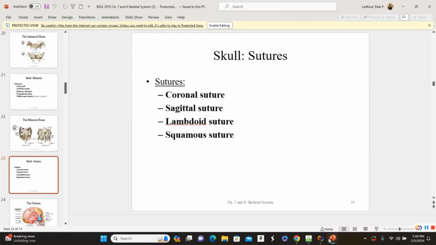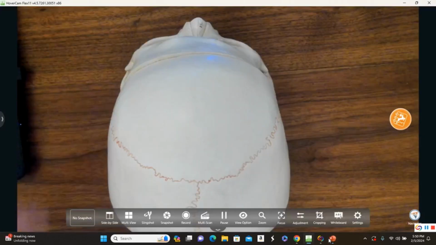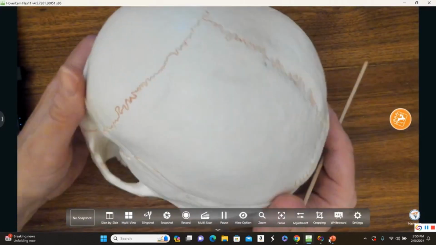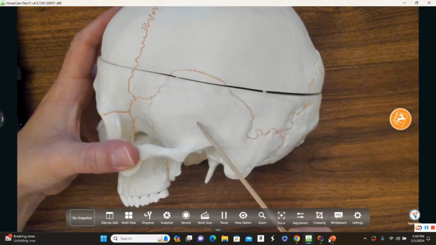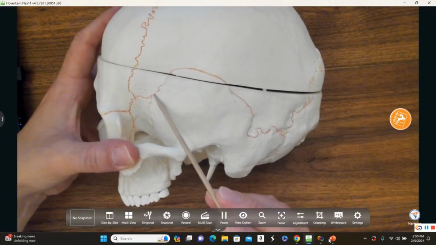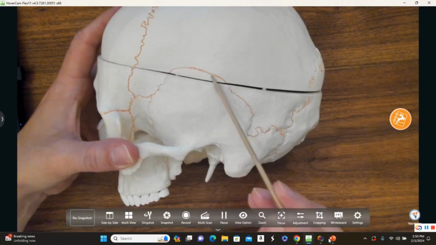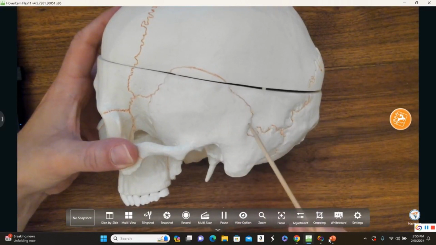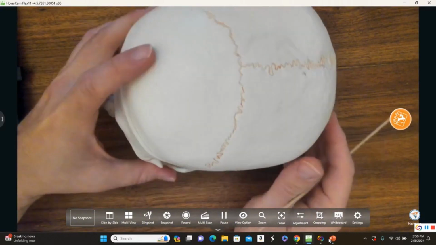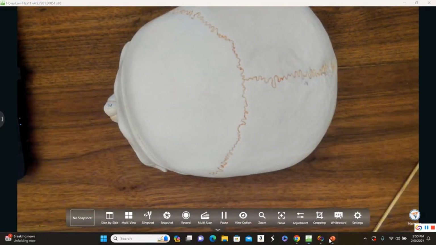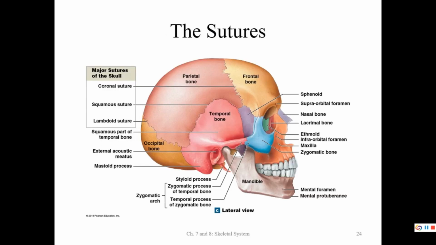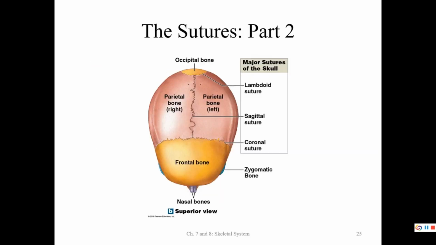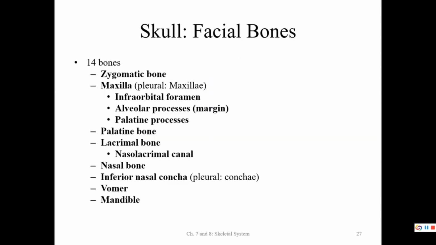And lastly, we have our squamous suture. To find that, we remember that there's a squamous portion on our temporal bone. Right here is the temporal bone. It has a squamous portion. Here is the squamous suture. All right, so that gets the cranial bones. The sutures, you can see those all labeled there. So that gets your sutures.